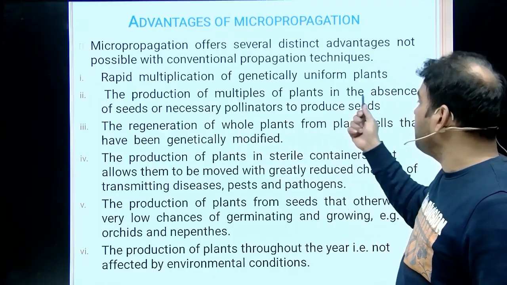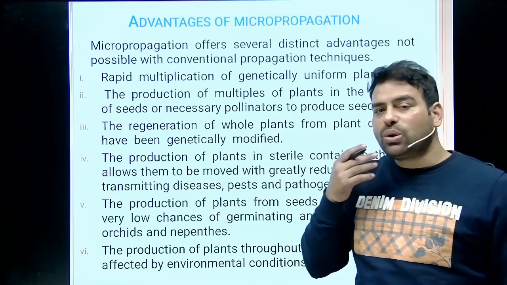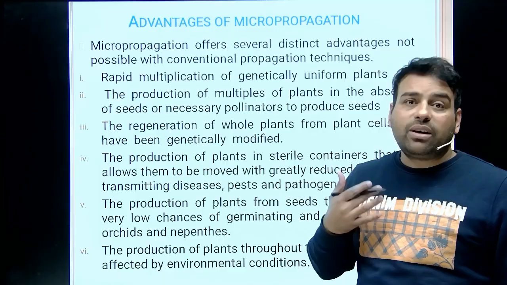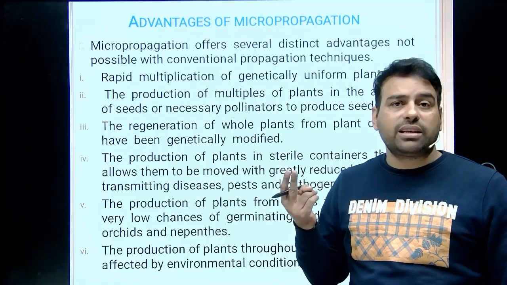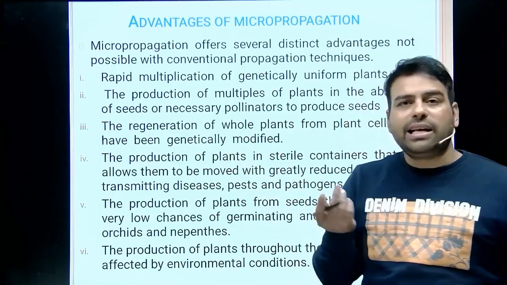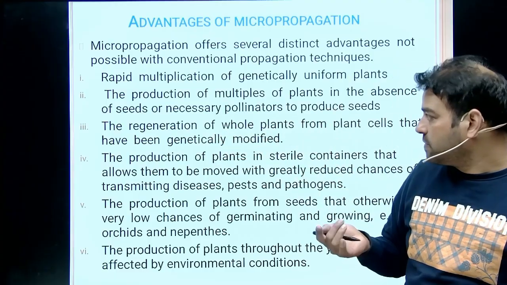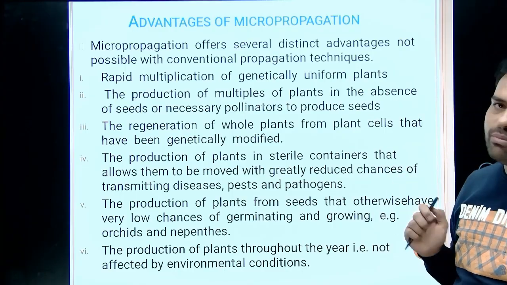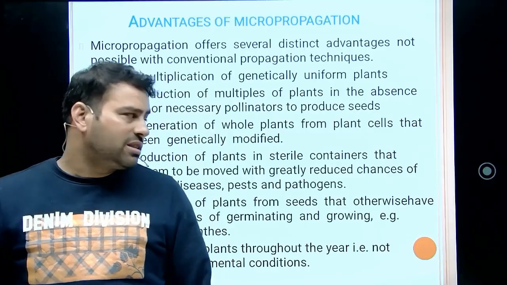The production of multiple plants in the absence of seeds or necessary pollinators. We are not in need of pollinators or anything else which facilitates the cross of two different species or two different male or female plants. We just need only an explant. We need no pollinators or any other things. Then there is the regeneration of a whole plant from a plant cell that has been genetically modified, so we can also produce genetically modified plants by this method.